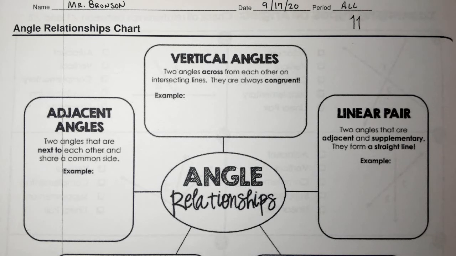Alright, so this is the next thing we're going to do in Unit 2. I wouldn't so much call it notes as much as it is a chart. That's what we call it, a chart. It's an angle relationships chart. It's another very useful piece of information that we're going to do today. It's going to carry us through the year.